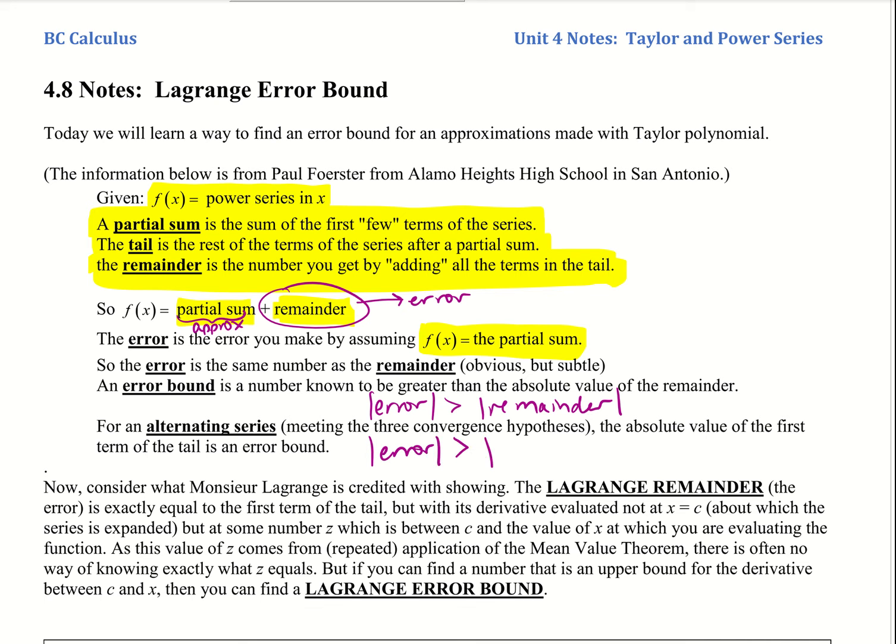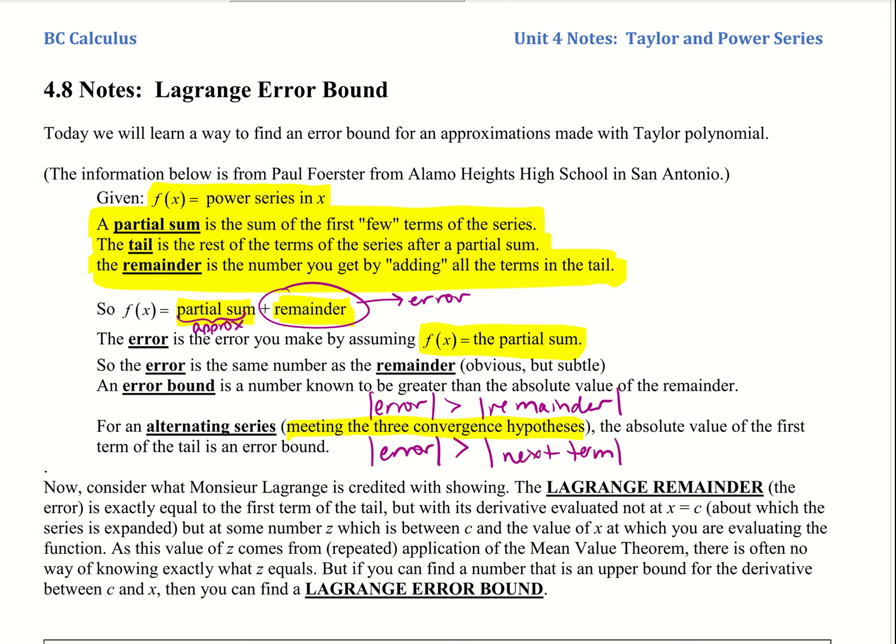Now, we've done a little bit with this with alternating series, and we said the error was known to be less than the absolute value of the next term, because in an alternating series that converges, that's what we mean by meeting the three convergence hypotheses, those three conditions. Since the terms are alternating, decreasing in magnitude, and the limit of the terms approaches zero, what ends up happening is the next term's magnitude is going to be bigger than the sum of the rest. And that's because of the alternating and decreasing nature of the remaining terms. And so this is how we handle it with an alternating series.